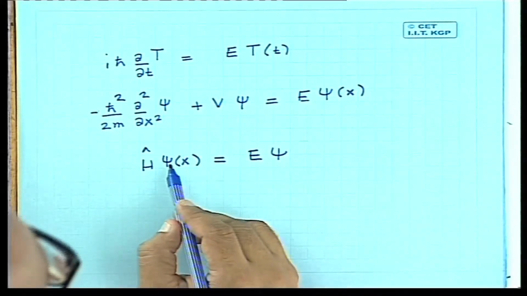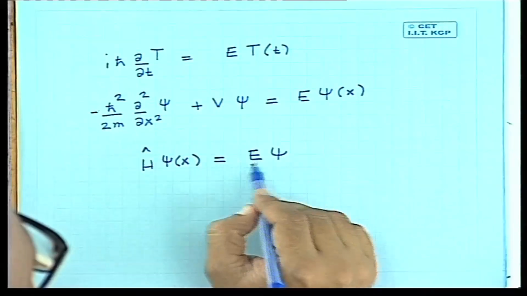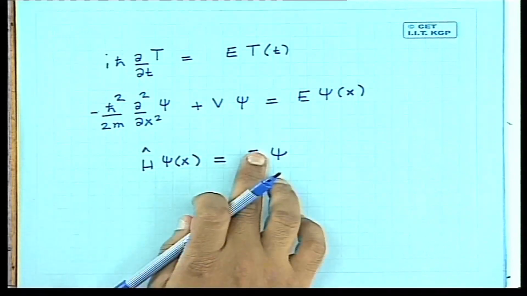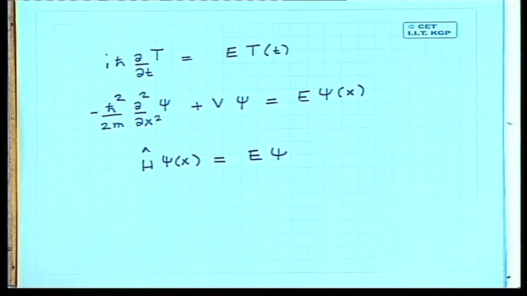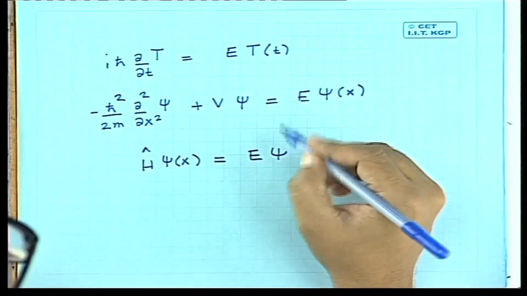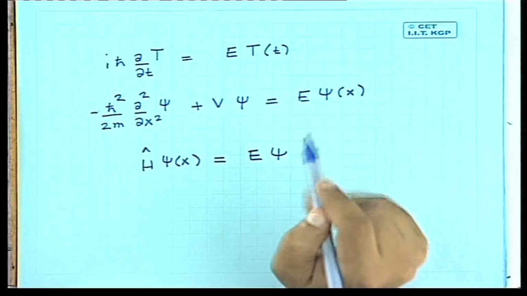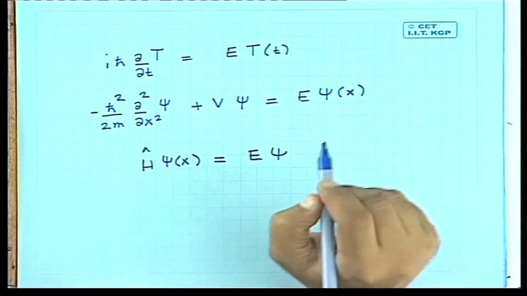Now what is E? E is the eigenvalue of the Hamiltonian, because the Hamiltonian operator acting on this wave function psi gives us a number E into psi itself. So E is the eigenvalue of the Hamiltonian operator, or you may say that E corresponds to the allowed values of energy. So in some situations these two equations can be solved for any value of E. In some situations I will find that there are only a set of allowed values of E for which I can get solutions for this equation.